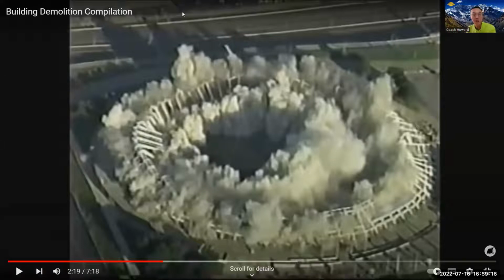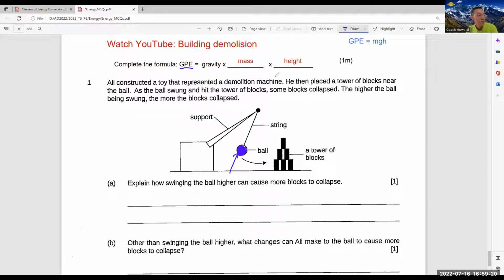So let's continue back to our questions, coming back to here. We have seen this, and then let's proceed to the next question. Explain how swinging the ball higher can cause more blocks to collapse. So it must use energy conversion, right? The greater the height, will have more what? GPE. So can you try to write that and I'll show you shortly the answer. Compare the answer.